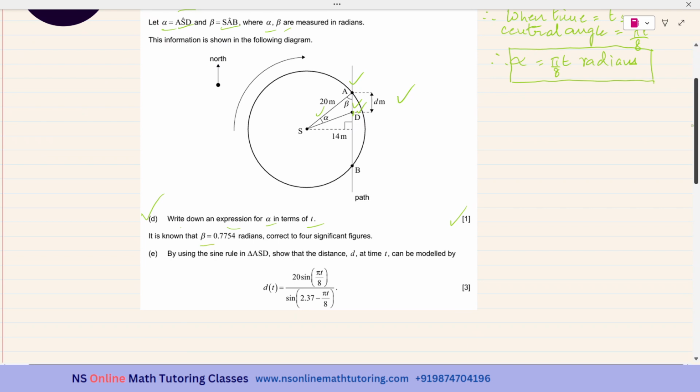It is known that beta equals 0.7754 radians, correct to 4 significant figures. The question is to use the sine rule in triangle ASD to show that the distance d at time t can be modeled by this expression. We need d. AD is opposite to this angle alpha, and we know alpha is equal to pi t over 8.